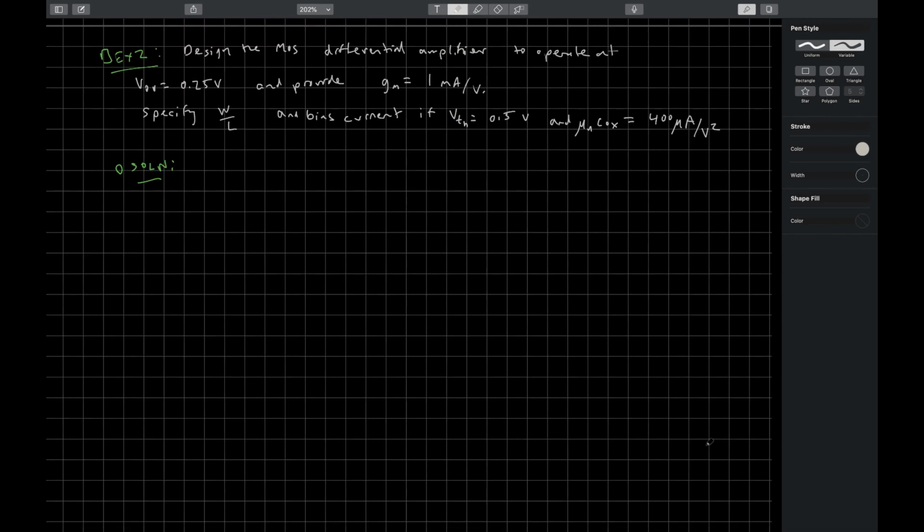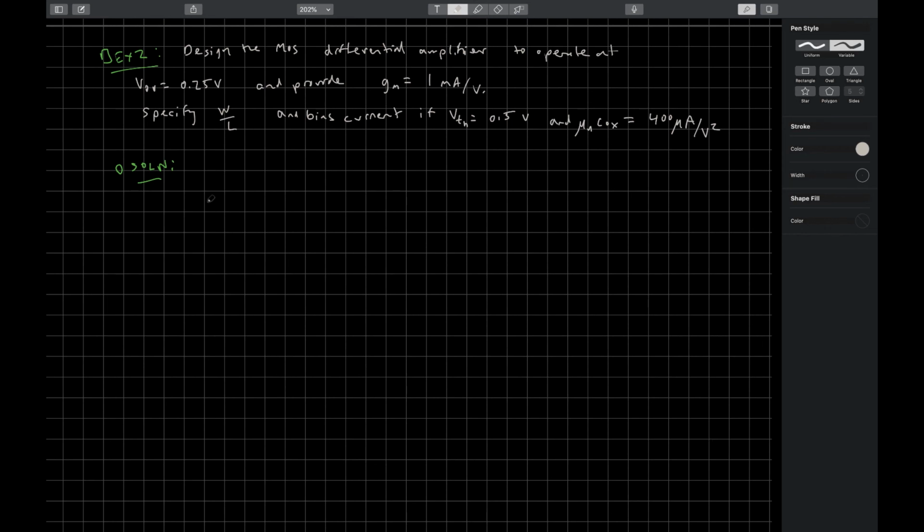In the second example, I'd like to design a MOS differential amplifier to operate at an overdrive voltage of 0.25 volts and provide a transconductance gm equal to 1 milliamp per volt. In order to do this, I need to specify the width to length aspect ratio and the bias current, big I, if the turn-on voltage for my transistor is 0.5 volts and mu n Cox is 400 microamps per volt squared.